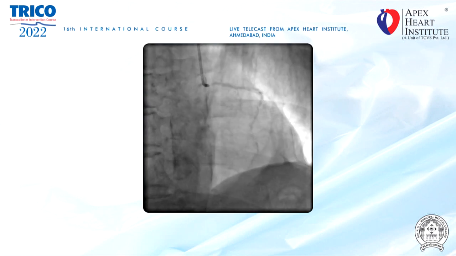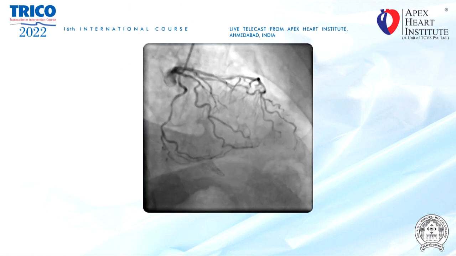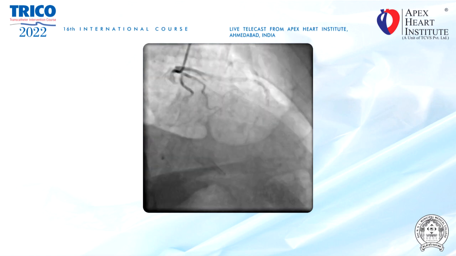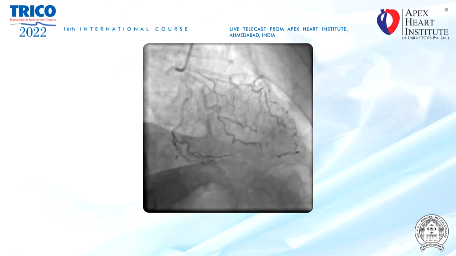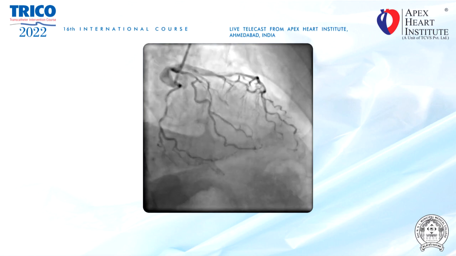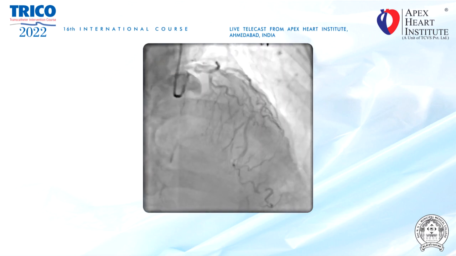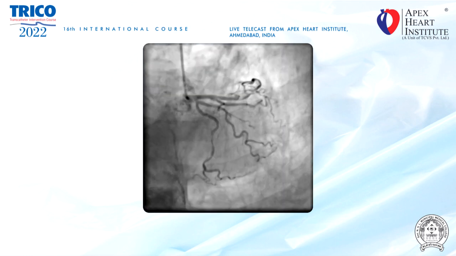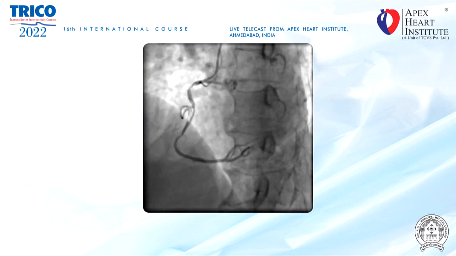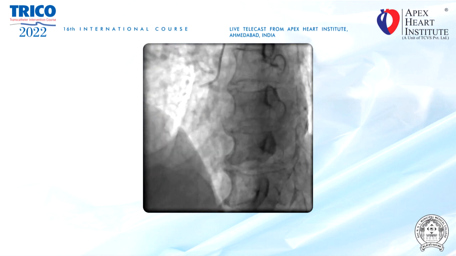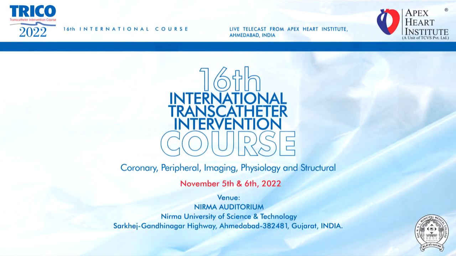These are the angiographic views. Heavily calcified proximal to mid LAD and mid circumflex lesion. This is the RCA which will be dealt with at a later date. Over to the cath lab.